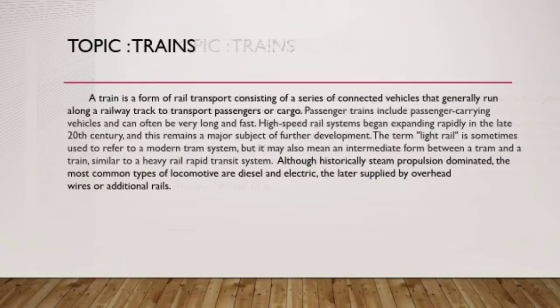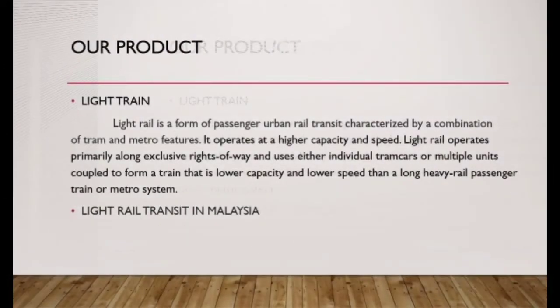When it comes to light rail transit, it is a form of passenger urban rail transit characterized by a combination of train and metro. Light rail transit usually operates at higher capacity and speed, and it is mainly for carrying passengers from one destination to another.